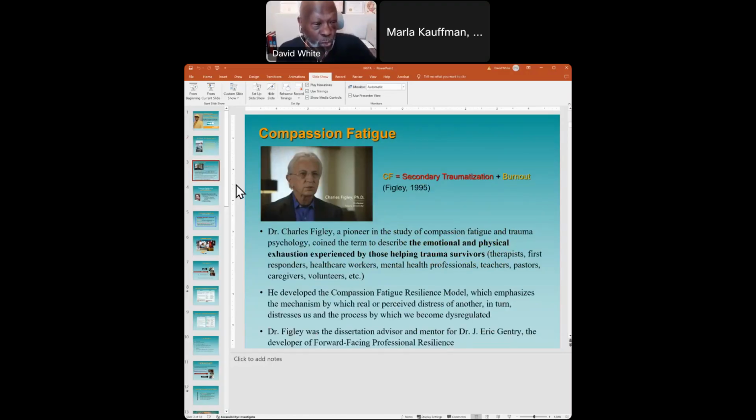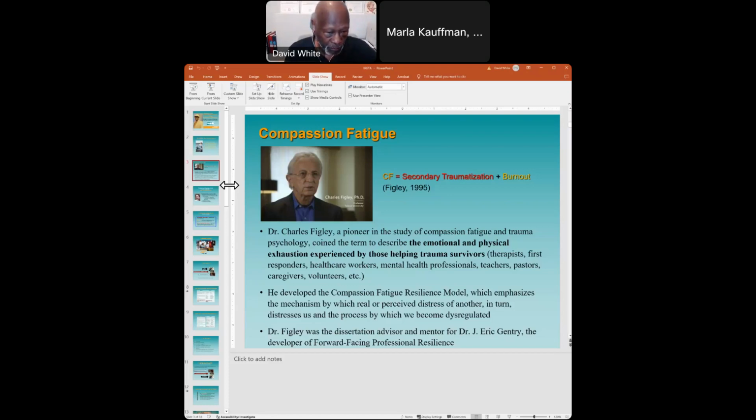Compassion fatigue: the term was coined by Charles Figley back in 1995. Figley is a pioneer in compassion fatigue and trauma psychology. He coined the term, and in his description, it's the emotional and physical exhaustion experienced by those helping trauma survivors. So there are people like therapists, first responders, healthcare workers, mental health professionals, teachers, pastors, caregivers, volunteers, and that type of individual.